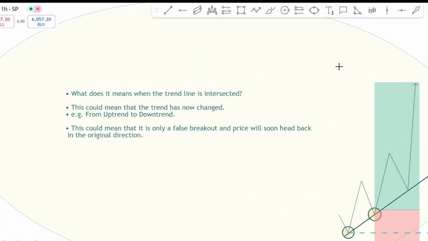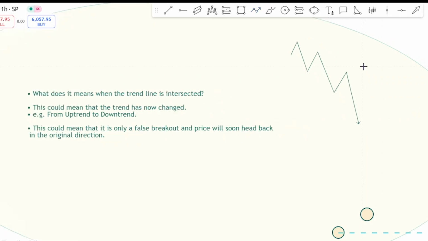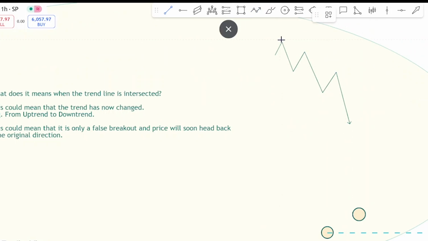So now there is a question. What does it mean when the trend line is intersected? What does it mean, for example, in the downtrend? We started from this area. We have been moving up, rejected from this area, lower high, lower low, lower high. So from this side, we are going to draw a trend line. Let's draw a trend line from the first peak. Then as we are moving down, remember, we start from the first peak, and from the second, that's where we confirm that we are in the downtrend.